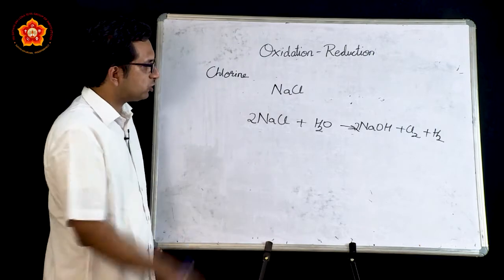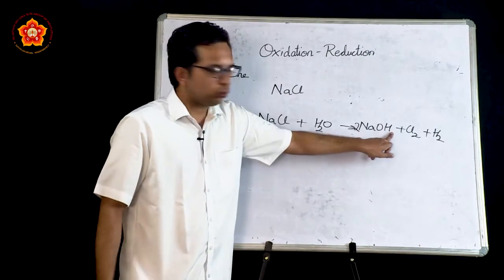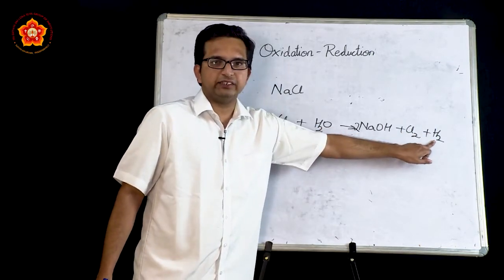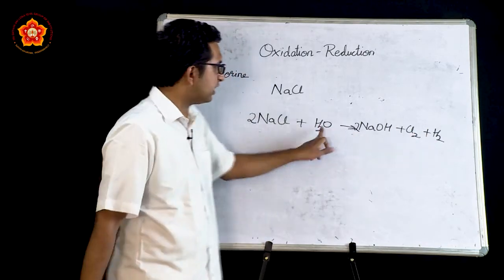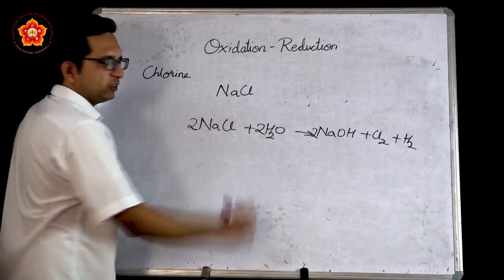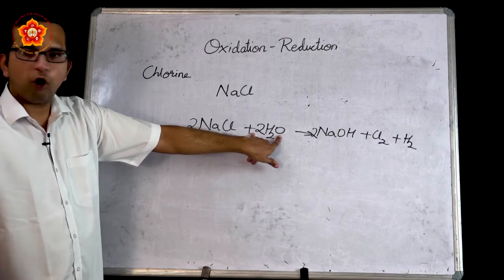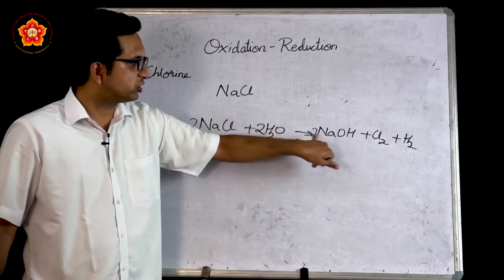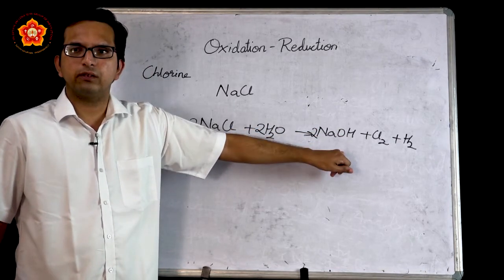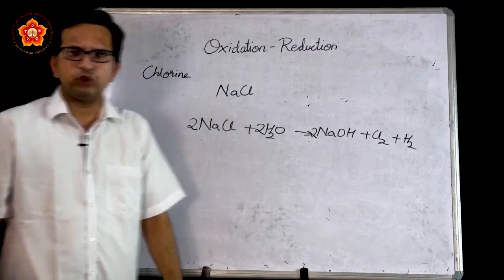Count the number of hydrogens now. This is 2 plus 2 on the right hand side. To have it similar on the left, I have to take it as 2 H2O, and then 2 oxygens on the left, 2 oxygens that I can see on the right. So, this is the reaction that actually happens.